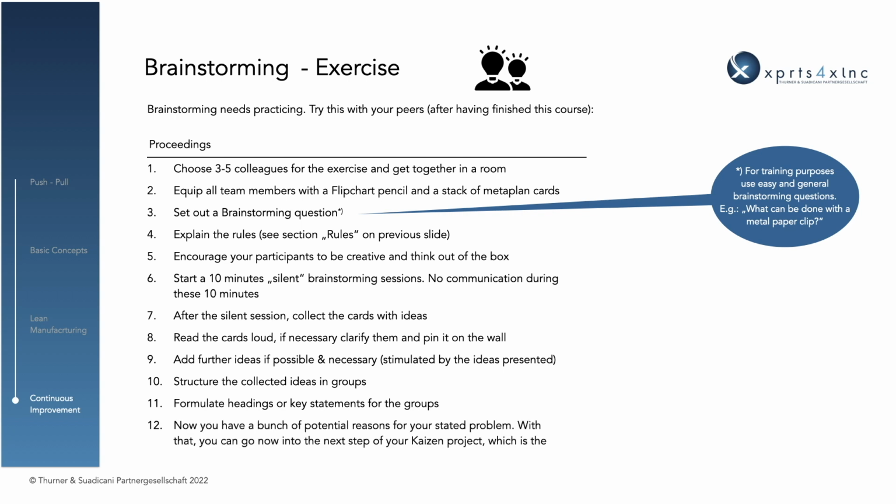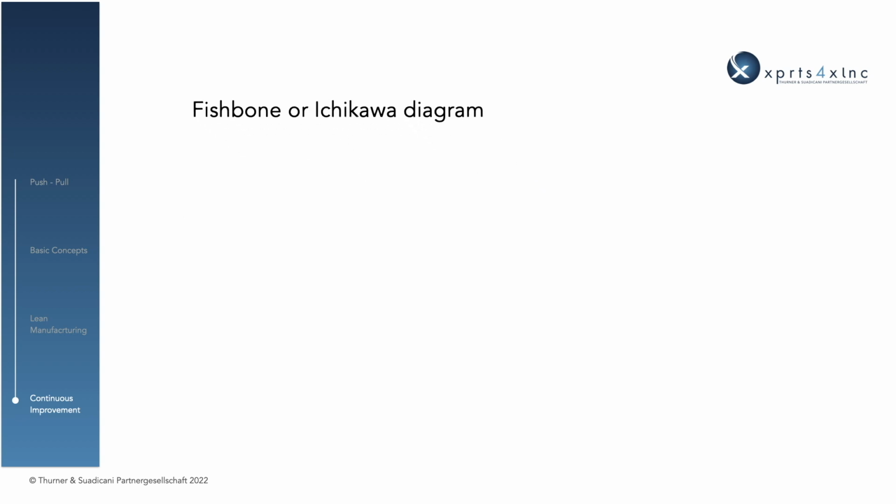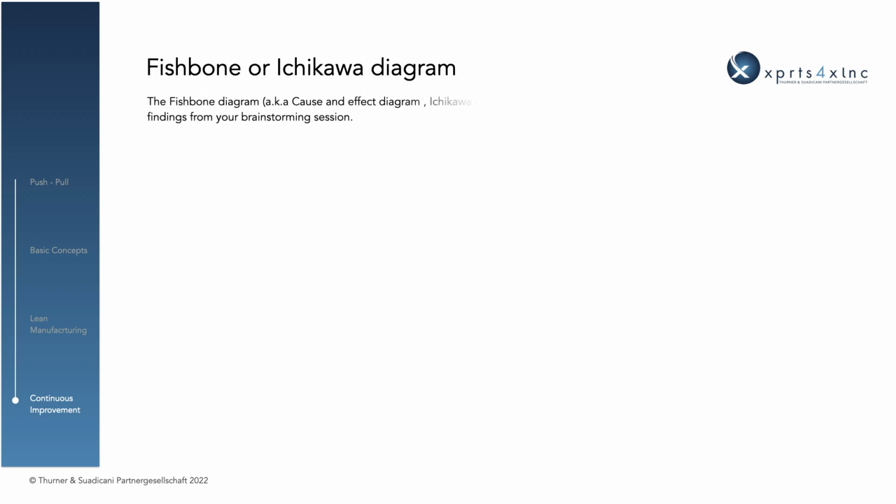Now you have a bunch of potential reasons for your stated problem. With that, you can go now into the next step of your Kaizen project, which is the fishbone or Ishikawa diagram. The fishbone diagram, also known as cause and effect diagram or Ishikawa diagram, is an easy but effective way to structure the findings from your brainstorming session.